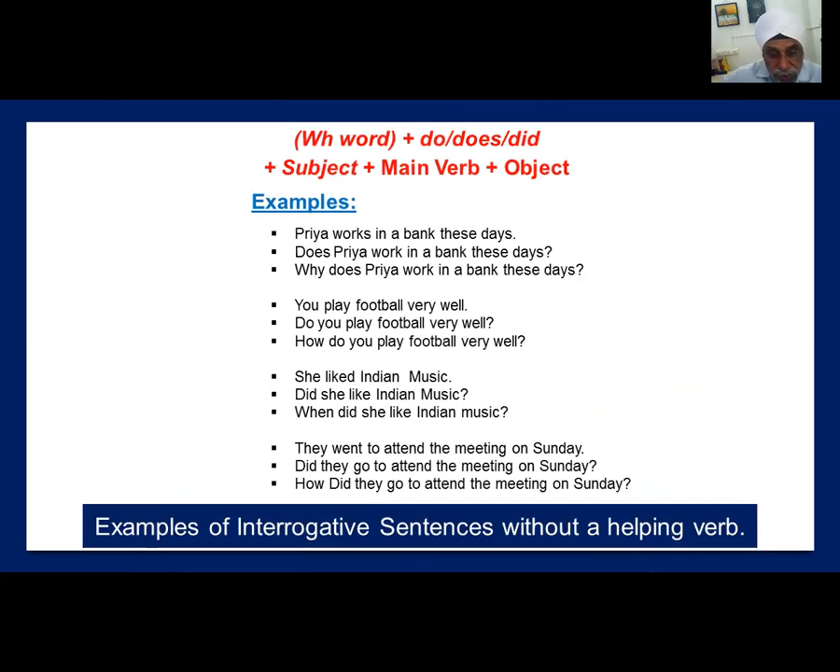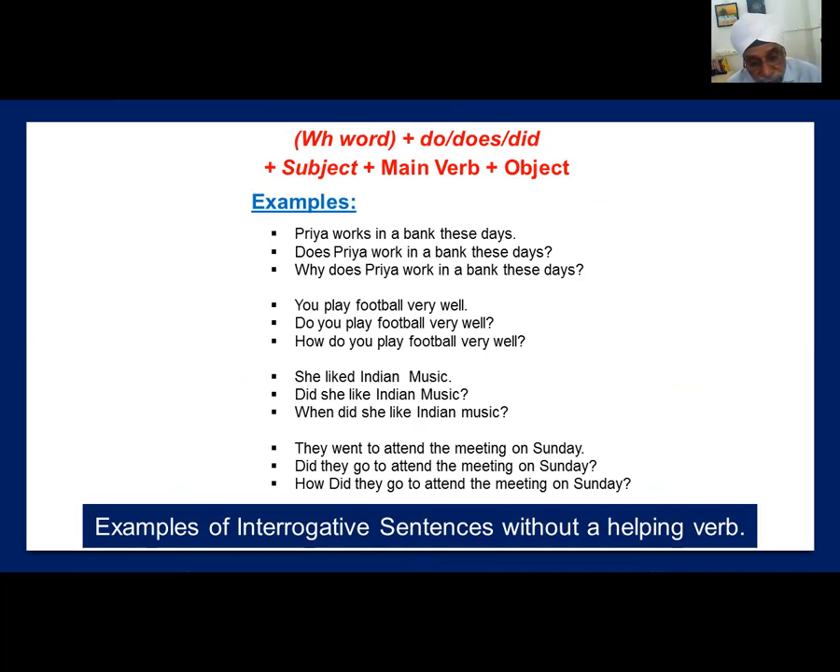So, Priya works in a bank these days. There is no helping verb in this sentence. It is a sentence of present simple tense. So we have to add does: does Priya work in a bank these days, and with the WH word it is, why does Priya work in a bank these days? To write this as, why Priya does work in a bank these days, is wrong.